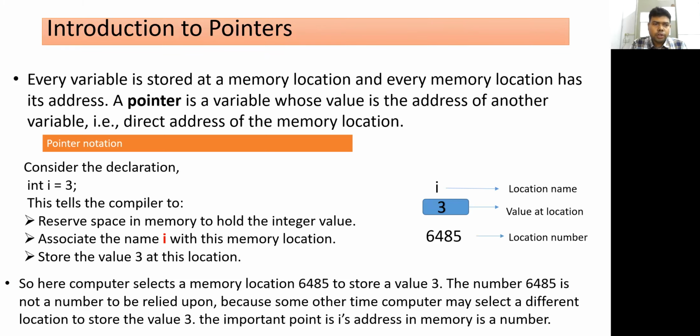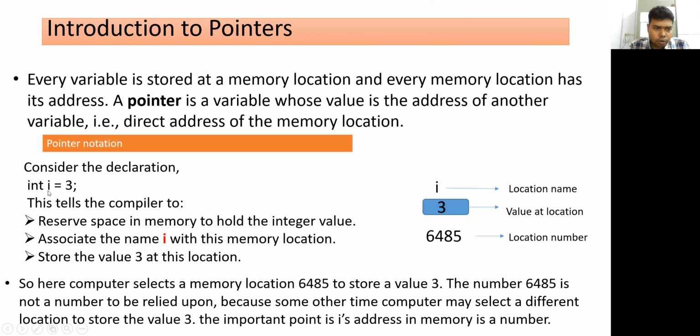So now let us see what is a pointer. Every variable is stored at a memory location, and every memory location has its address. When we store some variable in a memory location, suppose in a particular program we have a variable I, and we write int I equals 3, so what actually happens here?